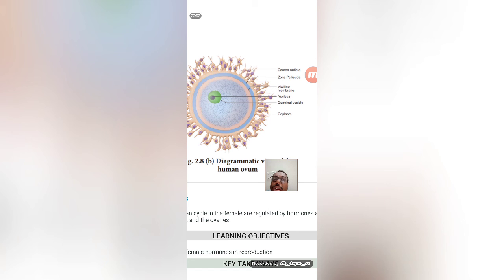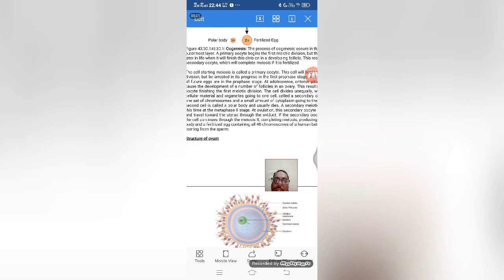Corona means crown, and radiata means which emits light. So whenever we see an ovum under the microscope, to recognize it, scientists use this mark of corona radiata. When we see that under the microscope, there is a very shining, light-like structure.